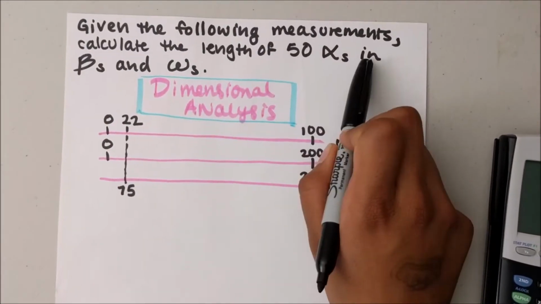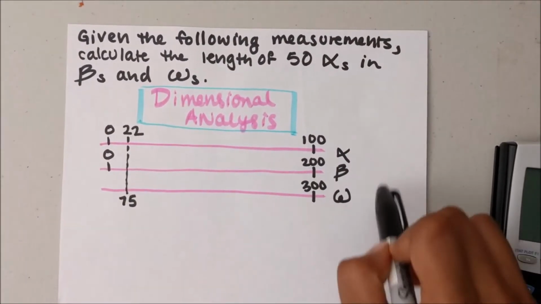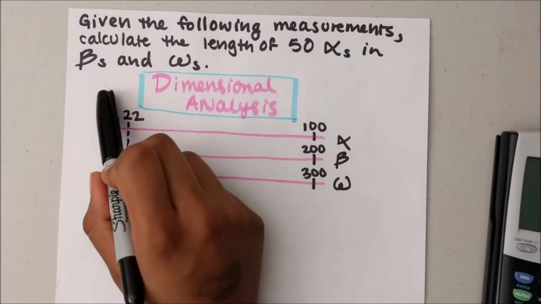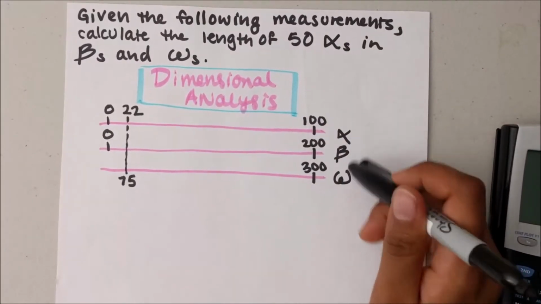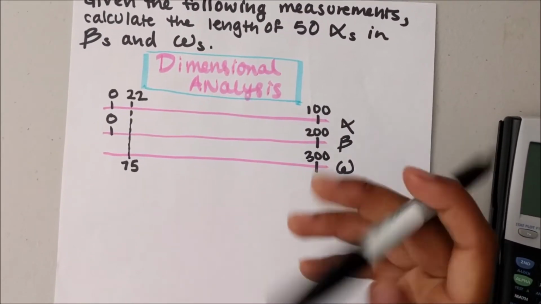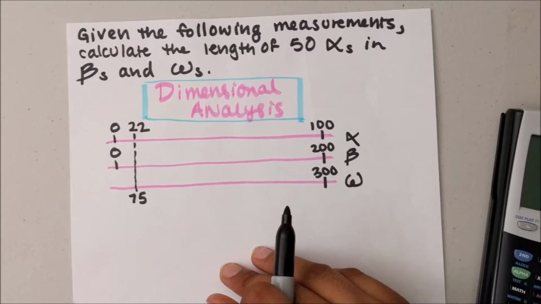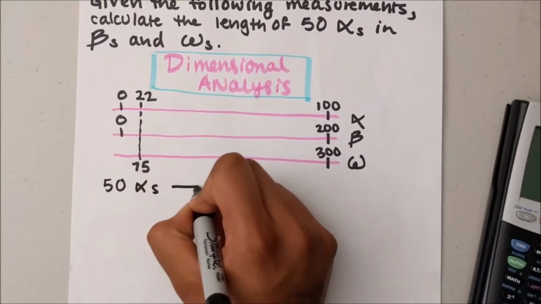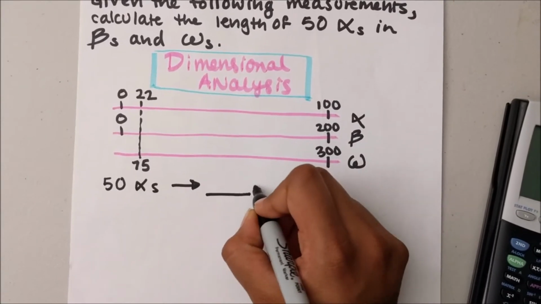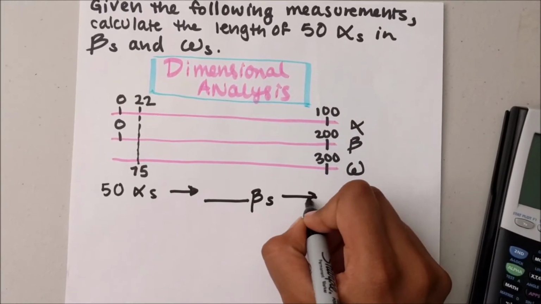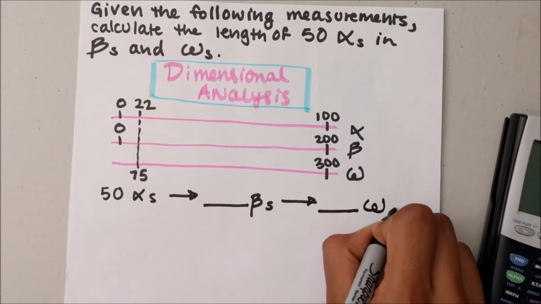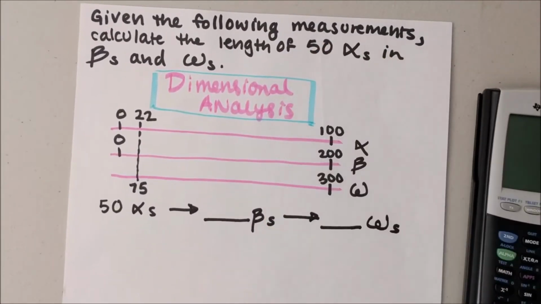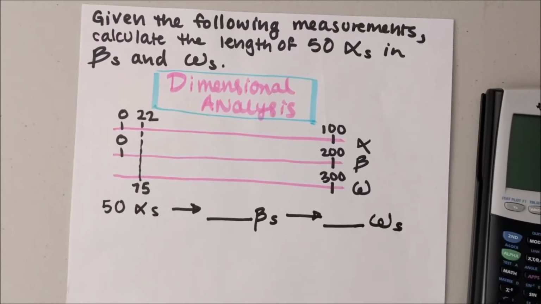Given the following measurements and the graph below, calculate the length of 50 alphas in betas and omegas. I'm just using these Greek letters as placeholders right now. So basically what we're trying to calculate is 50 alphas in the form of some number of betas and some number of omegas. How we're going to go about this is, of course, using dimensional analysis.